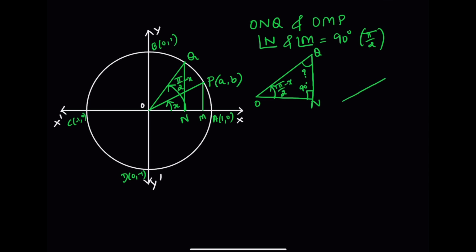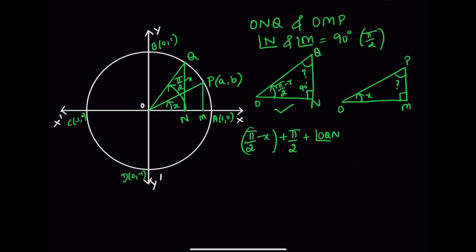Then the other triangle we want to understand is OMP. So O, M and P, right angled at M. So the angle here is x. We have to find the angle at P. So let's consider the triangle ONQ and get all the angles calculated. In triangle ONQ, we have pi by 2 minus x plus pi by 2, then plus angle at OQN. This is equal to pi or 180 degrees.